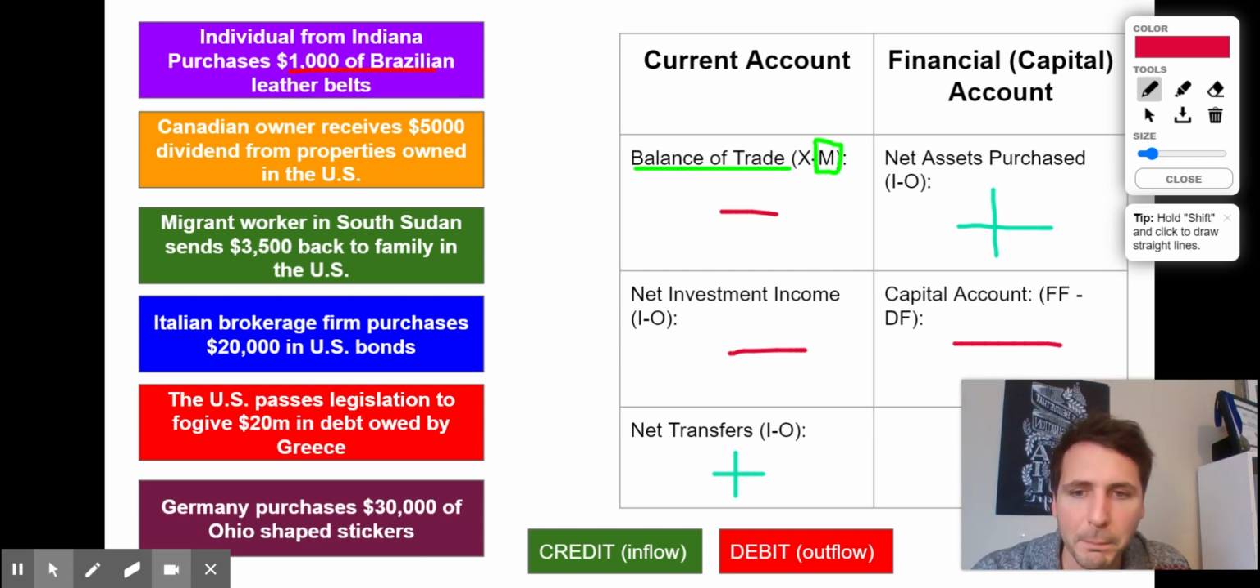Final one. Germany purchased $30,000 of Ohio shaped stickers. What's going on here? Is that an export or an import? Of course, that is going to be an export. When exported goods, those Ohio shaped stickers, go out, what happens to the money? The money flows in. So we know that this is going to result in a positive in the balance of trade. Okay, really is that simple.